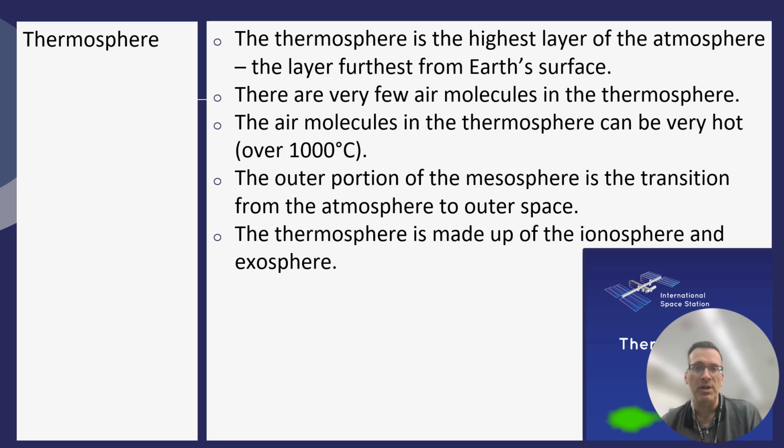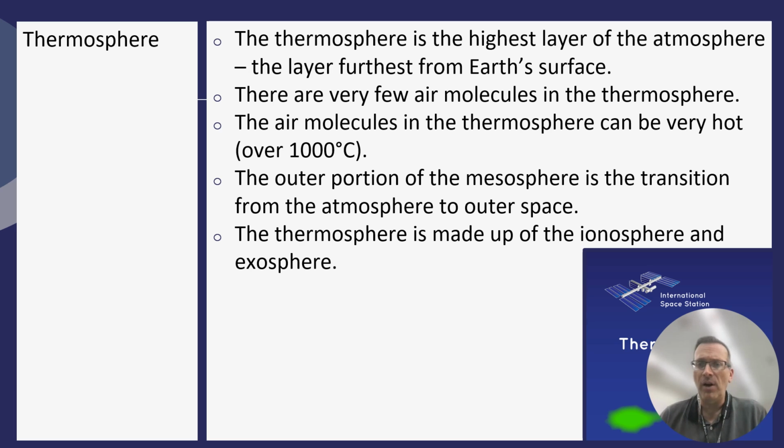The outer portion of the mesosphere is the transition from the atmosphere to outer space. Actually, that should say the outer portion of the thermosphere. That's incorrect on the slide. The outer portion of the thermosphere, that's where our atmosphere ends, outer space begins. The thermosphere is made up of the ionosphere and the exosphere. So it has actually two little subspheres in it. So we have the thermosphere, we have the ionosphere, and then the exosphere.